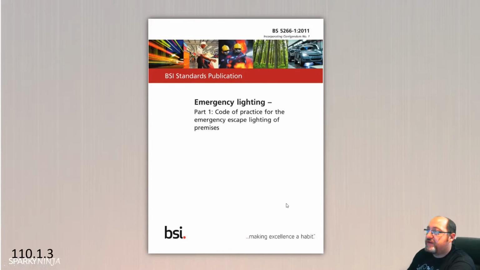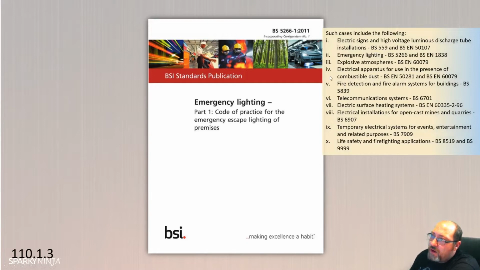And if you look at the other standards here, we've got explosive atmospheres, fire detection and alarm systems. We've got, this is one I do other training in, the temporary electrical systems for events, entertainment and related purposes, BS 7909. Now, many electricians install temporary systems for clients to run events or to run an exhibition or whatever, sometimes with little to no idea about BS 7909 because they've not looked for it or they've not been made aware of that.